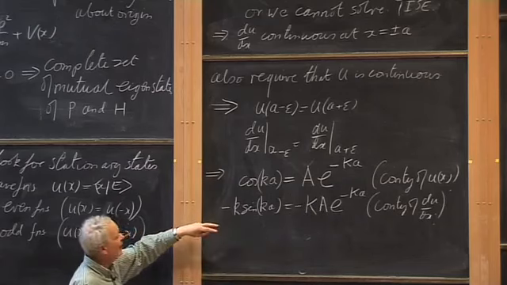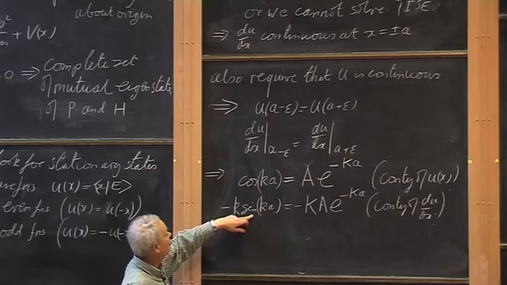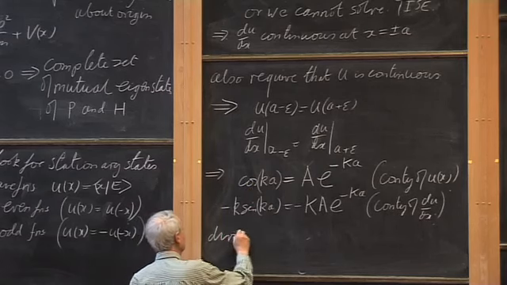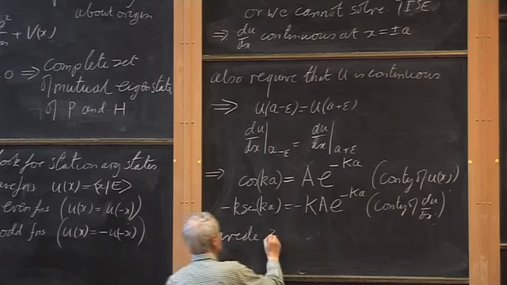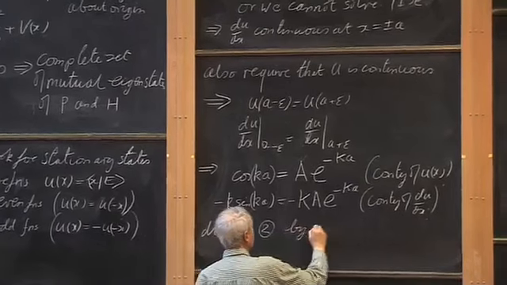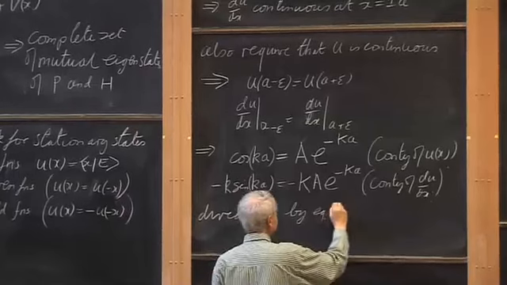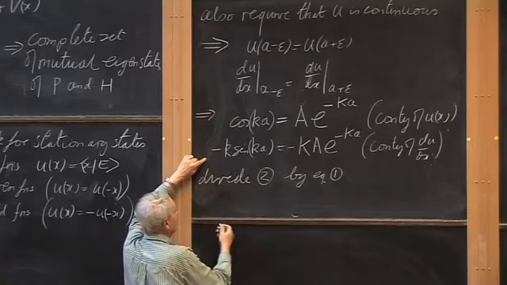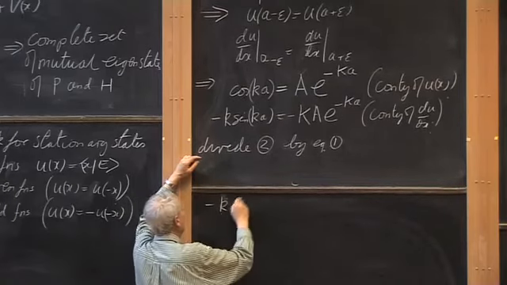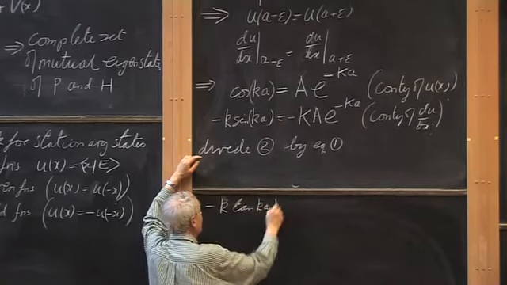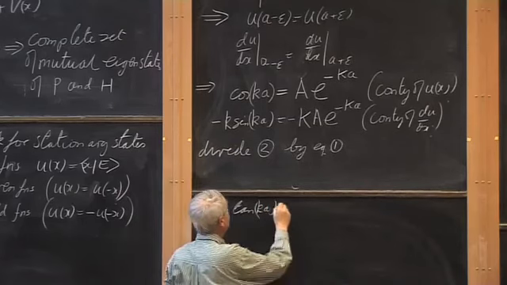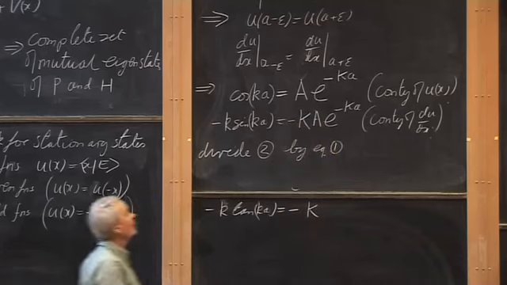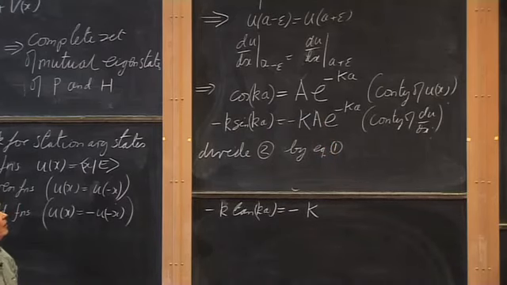So let's get rid of big A by dividing this equation through by this equation. Then we will find, so we divide equation 2 basically by equation 1. And that leads to the conclusion that minus k tan Ka, from sine over cosine, is equal to minus big K. Everything else goes because we have an A e to the minus big Ka in both equations.